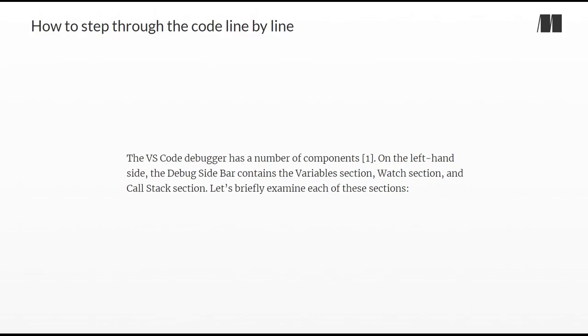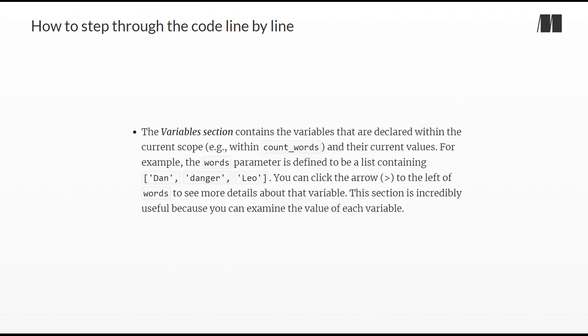The VS Code debugger has a number of components. On the left-hand side, the debug sidebar contains the variables section, watch section, and call stack section. Let's briefly examine each of these sections. The variables section contains the variables that are declared within the current scope, for example, within count words, and their current values. For example, the words parameter is defined to be a list containing Dan, Danger, Leo. You can click the arrow to the left of words to see more details about that variable. This section is incredibly useful because you can examine the value of each variable.